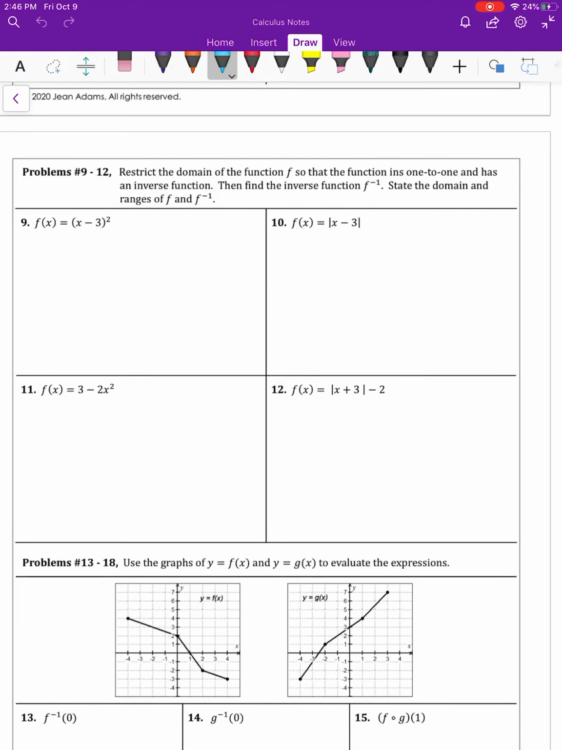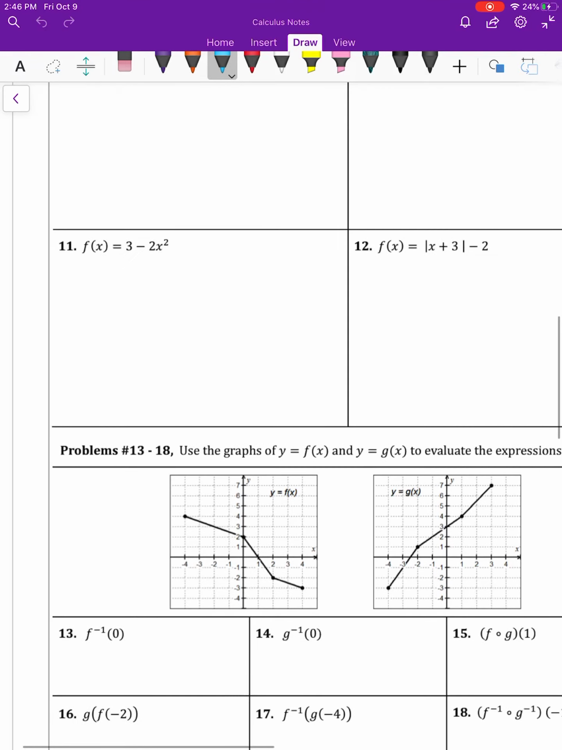Hello, pre-calc. This is lesson 1.8, and I'm going to start by working problem number 11 from the homework. The first thing I recommend that you do is sketch this particular parabola. If I put a 0 in for x, I get 3. If I put a 1 in for x, I get 1. If I put a negative 1 in for x, I get positive 1 again, sorry. And so I know that this is what that would look like.